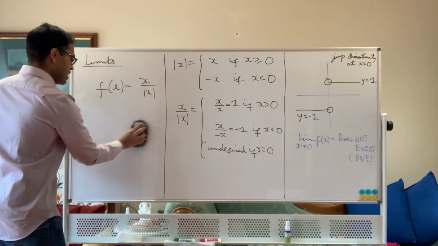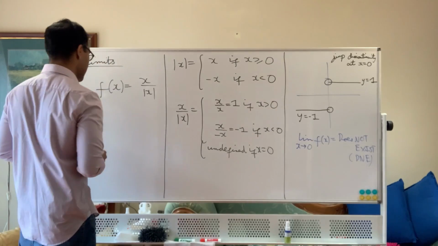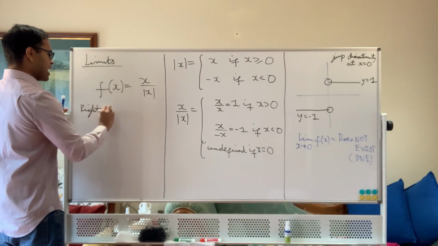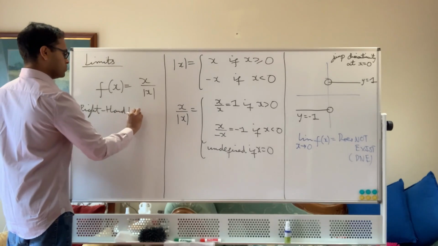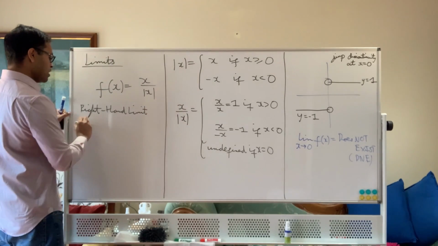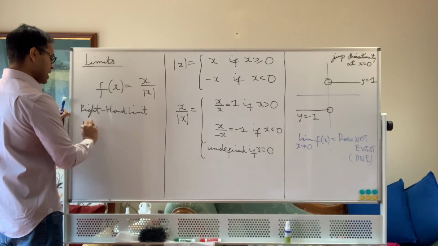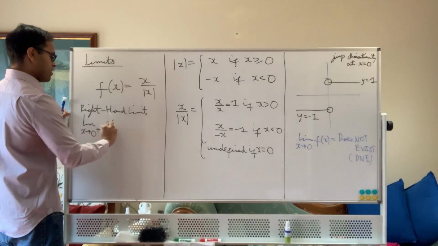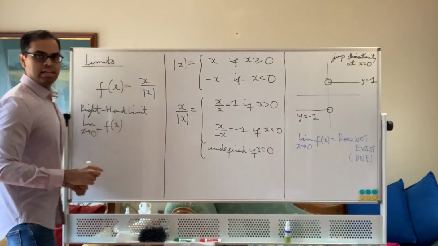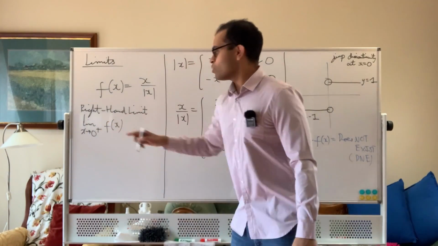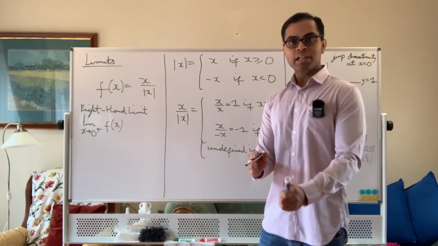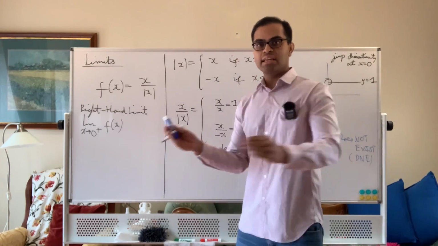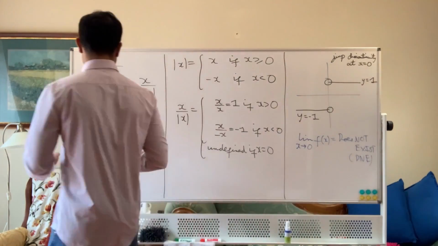So the right hand limit, which people denote, so I'm going to write this here, the right hand limit is basically going to be limit x goes to 0 plus of f of x. So this plus means what does f of x approach as x approaches 0 from the right? The plus is saying positive, okay? It's like on the number line, positive is to the right, negative is to the left. So here that's what the right hand limit is.